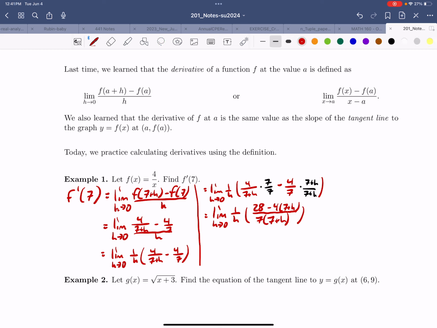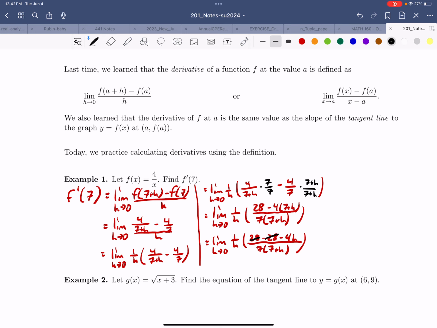Now remember, whenever you simplify, whether it's by common denominator, or multiplying by the conjugate, or factoring, whatever, you always want to simplify right afterwards. There's always some simplification to take place. Here, it's 28 minus 28 minus 4h. Pause the video if you don't see that. So anyway, we have that. Those are going to cancel.